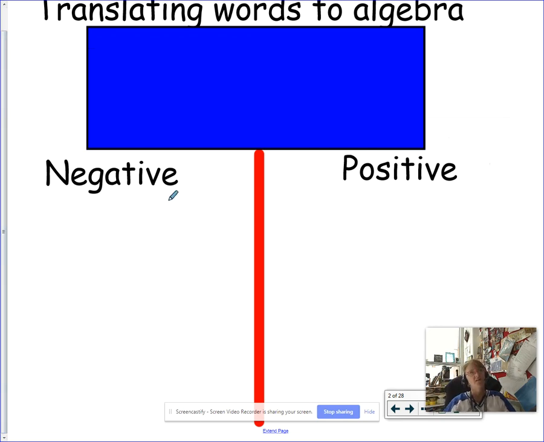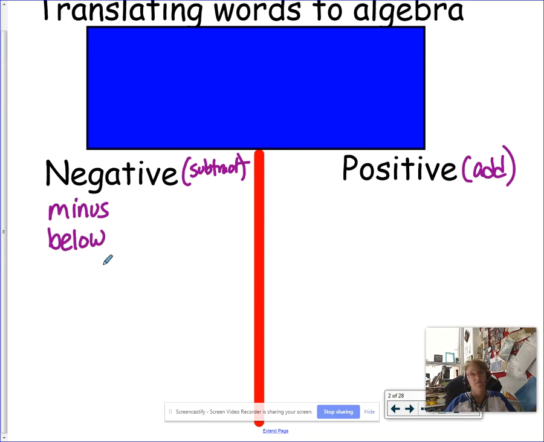One side says negative, and I'm also going to put on there like subtract. And then the other side says positive or adding. And I want you to stop the video in just a second and try to brainstorm as many words as you can think that fit into these categories. Okay, so for example, if you ever hear minus or below, or actually the word subtract, it might say something like less or less than.